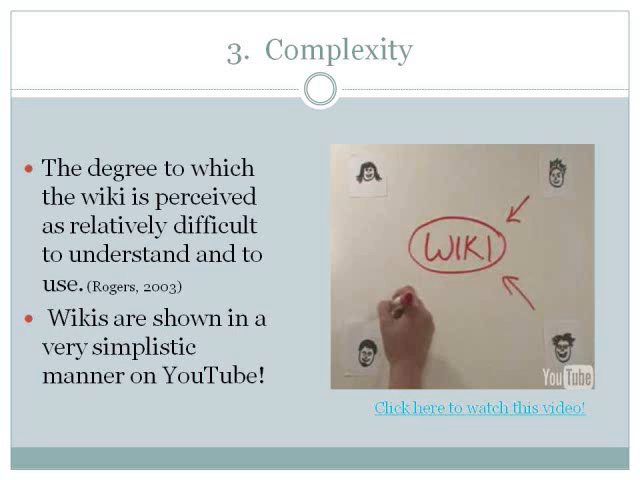The third perceived attribute is complexity. This is the degree to which the wiki is perceived as relatively difficult to understand and to use. In fact, it is quite opposite of this. Wikis are very simple to use. I have included a link on this slide in my PowerPoint that goes to YouTube that shows how quick and easy it is to create a wiki.